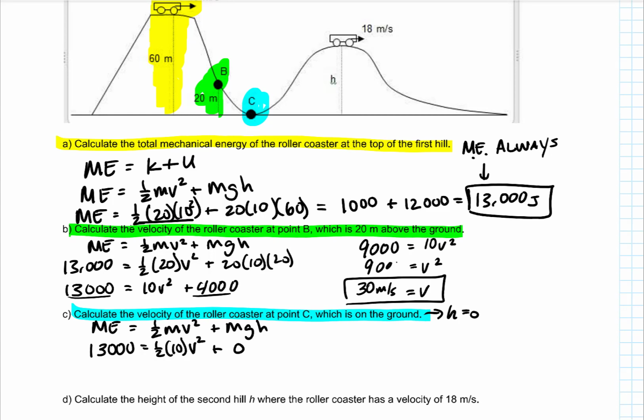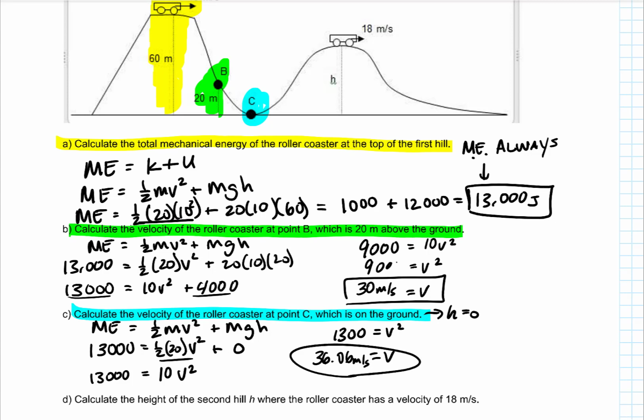So that means that all the energy is kinetic energy, or 1/2 mv squared is equal to 13,000. So 13,000 is equal to 1/2 times 20v, sorry about that, 10v squared. So 1300 is equal to v squared. That's what happens after we divide by 10. And that velocity comes out to be 36.06 meters per second.